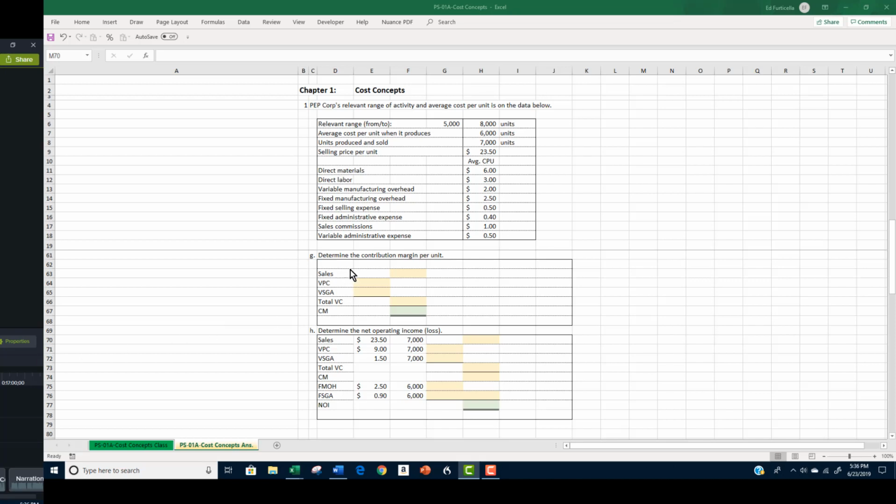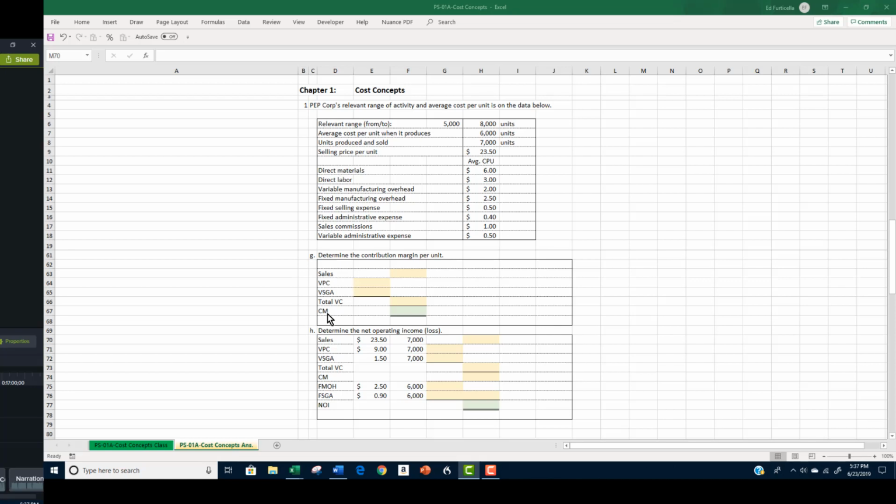Question G asks that we determine the contribution margin per unit. The contribution margin is a key term for this class. It is the amount remaining from sales revenues after all variable expenses have been deducted. This amount contributes towards covering fixed expenses and then towards the profitability of the company. When discussing the contribution margin, we can talk of it in terms of total dollar amount, per unit dollar amount, or as a percentage. The percentage is called contribution margin ratio.